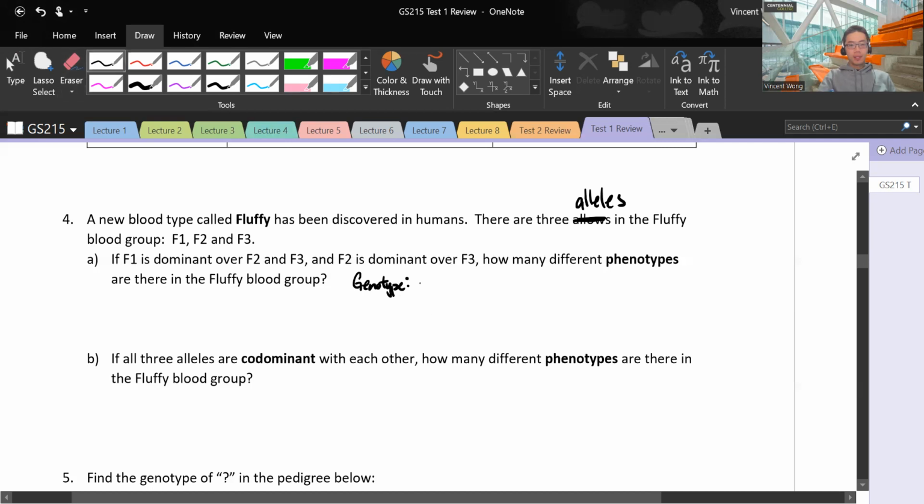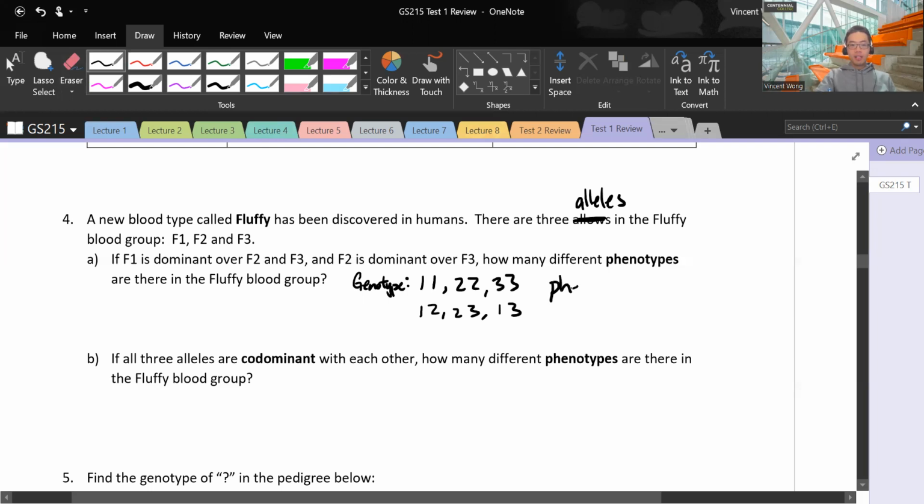Yeah, okay. So let's list them out, right? First of all, there are 3 alleles, F1, F2, and F3. So you can have F1 F1, that's one genotype. You can have F2 F2, F3 F3. So those are the homozygous combinations. You can also have F1 F2, F2 F3, and F1 F3. So that's it. Those are the 6 possible genotypes. There are no other combinations, right? F3 F2 is the same as F2 F3. It's not about the order. It's about which one you have.